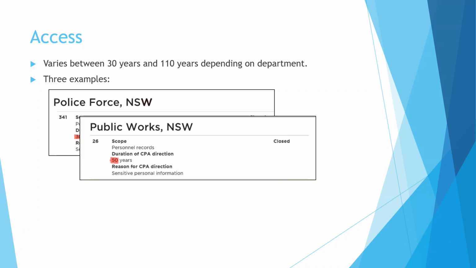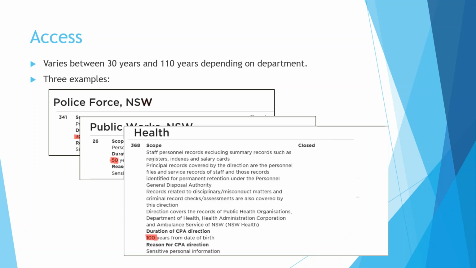We've got public works, personnel records. It doesn't itemize whether they've left service or not. They're all closed for 50 years. And that would mean that we would mask anything in that 50 years or close the record completely. The third one is Department of Health. And as you can see, they've closed records for 100 years. They really know how to close a record, don't they? So it does vary by department.